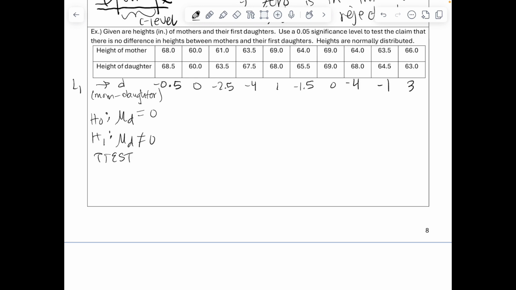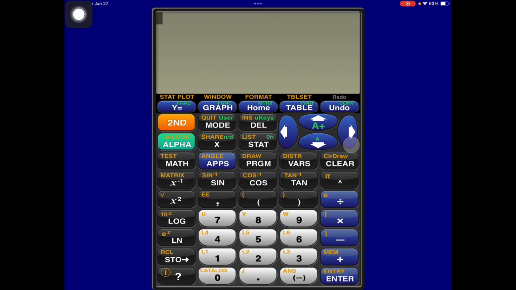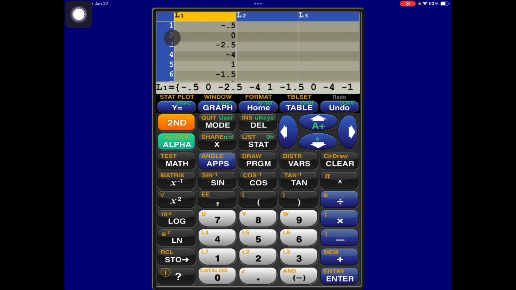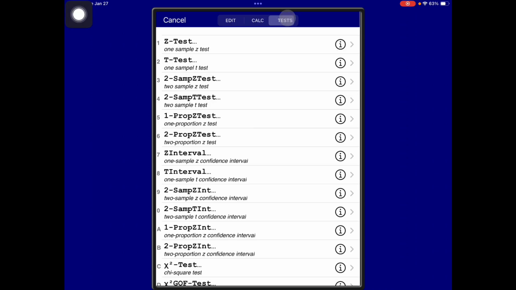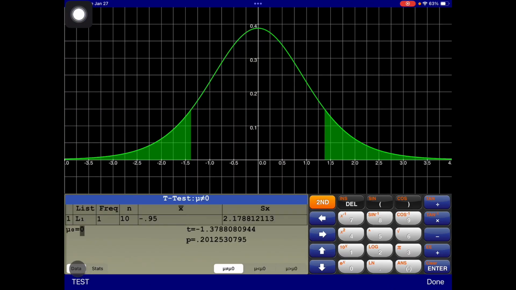So yes, you do need to put those zeros in as actual data values. So we're going to go to t-test on our calculator. Again, make sure you have your differences entered into L1 before you go to t-test. On the graphing calculator, we're going to go to Stat, Edit. First, enter in those values into L1, again, double checking to make sure that you have them entered in correctly. Then Stat, Test, T-Test. Make sure you have data selected, and mu naught should be equal to 0.